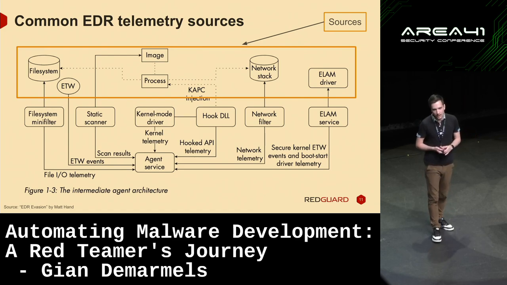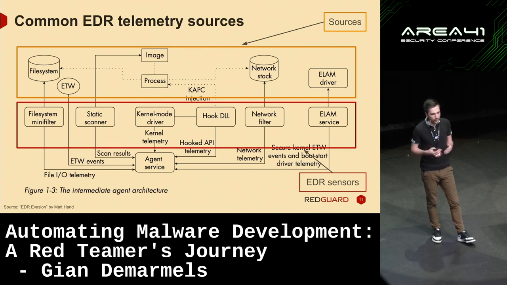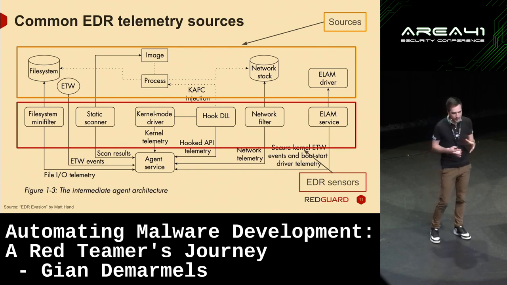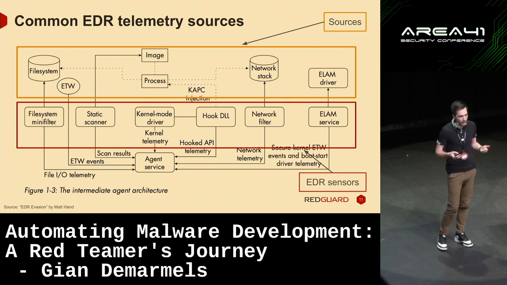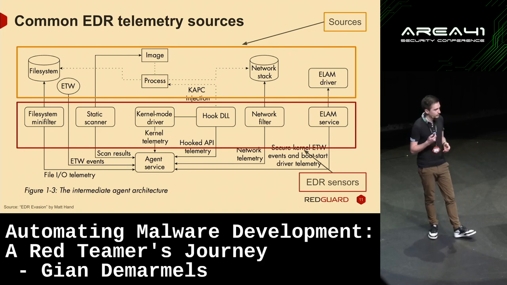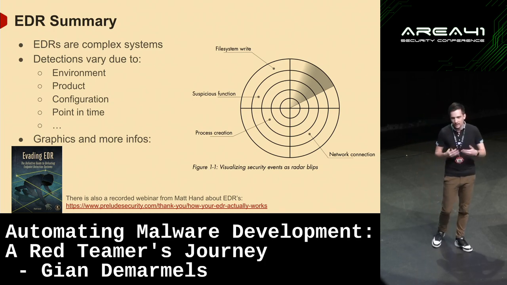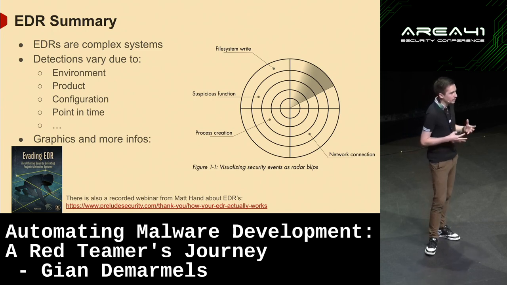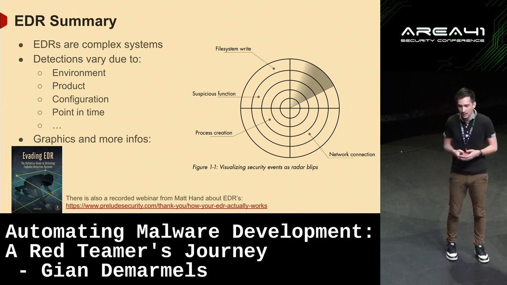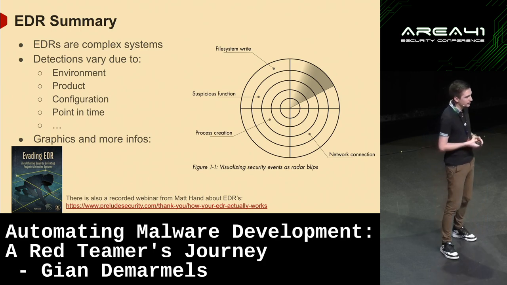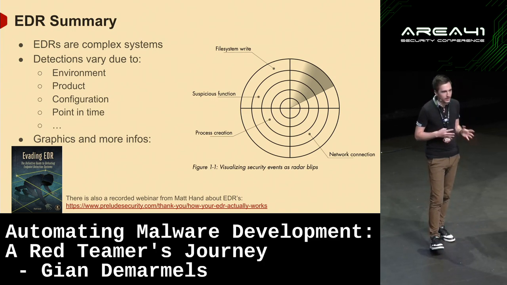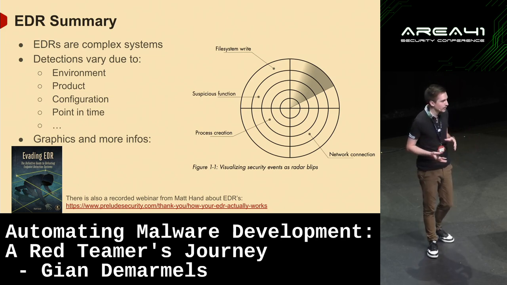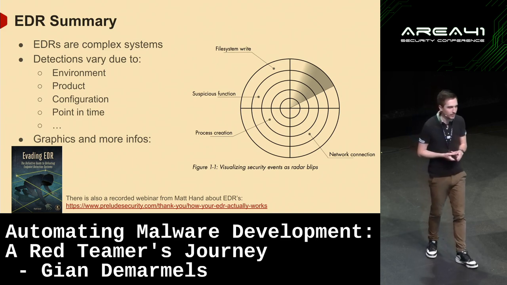To collect all this telemetry, an EDR has various sensors. It might be worth mentioning that the kernel mode driver is like the heart of such an EDR, which is collecting various telemetry. And based upon the telemetry that is collected, an EDR builds the detections to then alert on them. The reason why I am telling you that is just so that we get the right view on such an EDR system, because it's similar to a radar, which we are seeing here, that is constantly searching for anomalies in these telemetry sources. EDRs are very complex systems, and they also differ in many things like the environment, the product, the configuration, and also the point in time you're testing it.